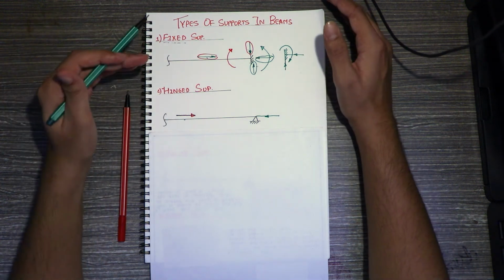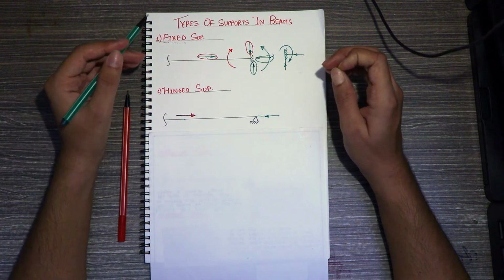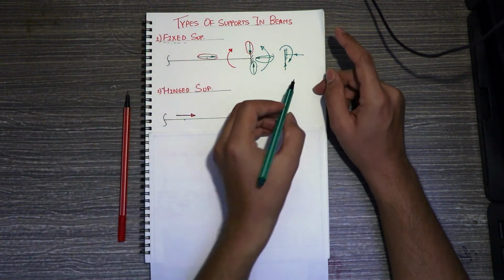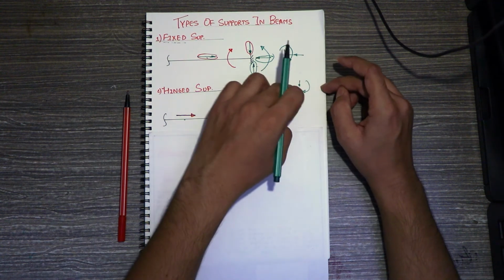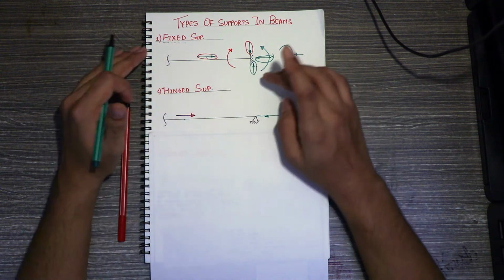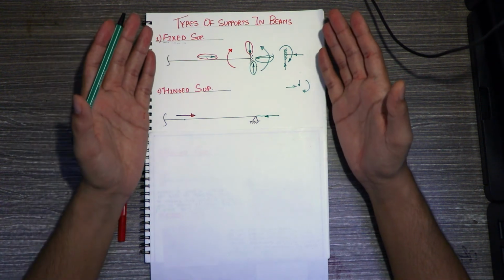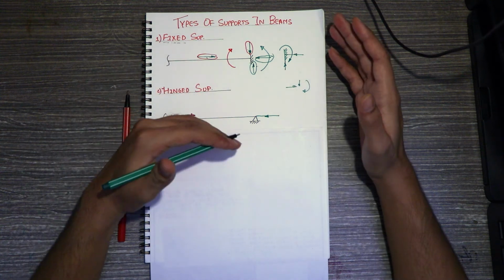Basically, whenever it comes to support, the most basic thing you can do is apply forces. You can apply three types of forces: one is horizontal, one is vertical, and one in the form of moments. If you apply these three forces around any joint, the explanation or the understanding of those supports will become easier for you.